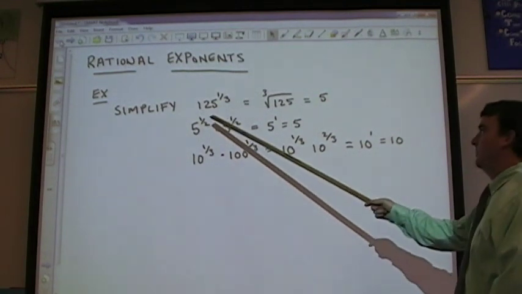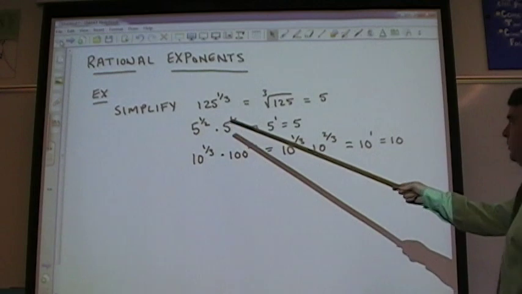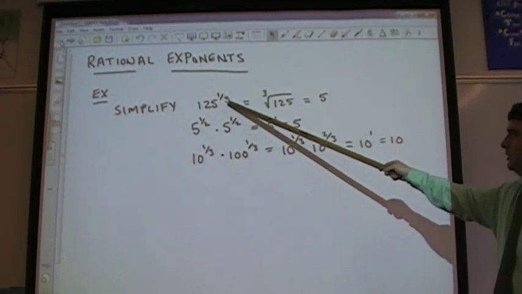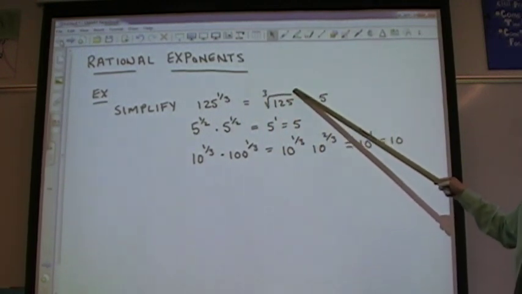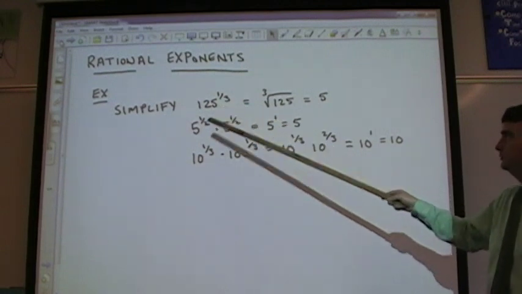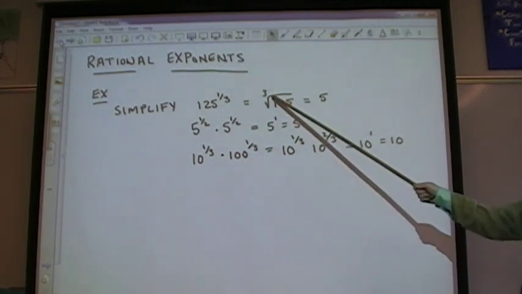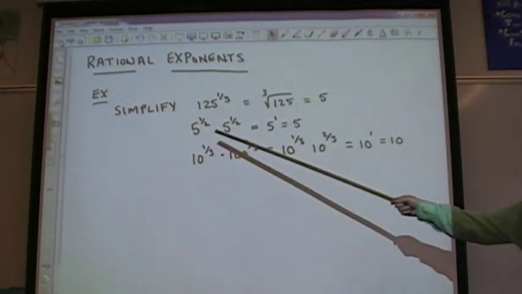The first example, 125 to the 1/3, is exponential form. To convert that to radical form, the denominator of the fraction is the root. So if that were 1/7th, it would be the seventh root of 125. And we know that the cube root of 125 simplifies to 5. If it was a 2, it would just be a square root. That's what we're doing here.